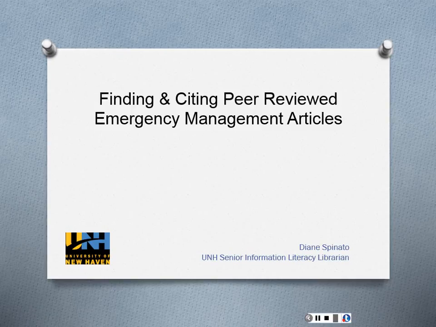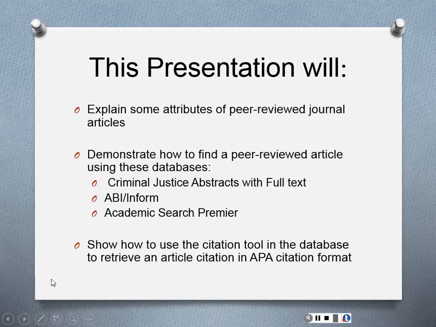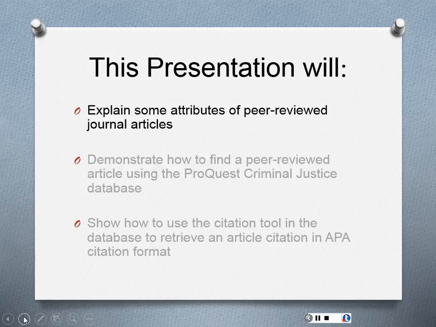I've created this video to show you how to find and cite peer-reviewed journal articles on topics of emergency management. The three things I'm going to cover in this presentation: first, explain some attributes of peer-reviewed journal articles. Then I'm going to demonstrate how to find peer-reviewed journal articles using one of three databases: Criminal Justice Abstracts with Full Text, ABI Inform, and Academic Search Premier. And then I'm going to show how to use the citation tool in each database to retrieve an article citation in APA citation format.